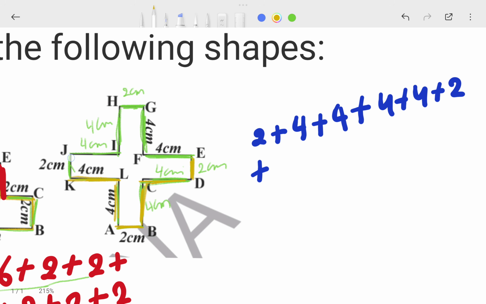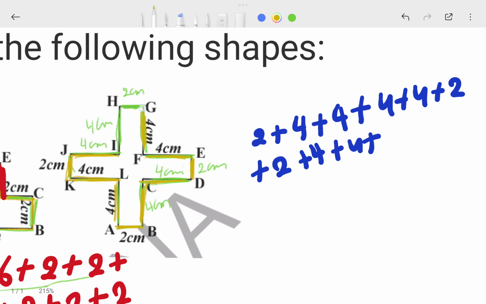Why? Because this centimeter is also given 2, so that's also going to be 2. Okay, again here this is given 4 centimeter, so here we have to write the 4. Okay, plus again this is also 4, so again we have to write the 4 only. Okay, so again what is there?